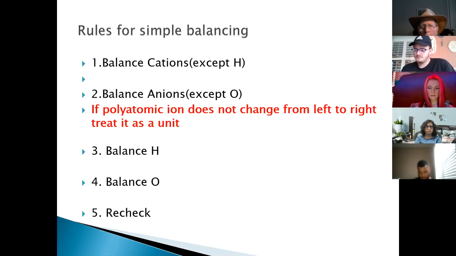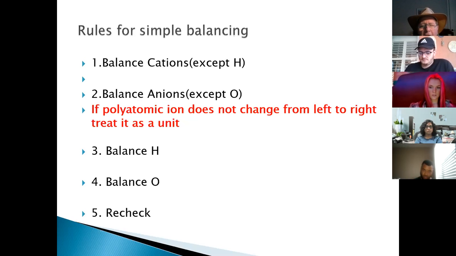Rules. Balance the cations, except for hydrogen. Balance the anions, except for oxygen. If you have a polyatomic ion and it doesn't change from left to right, if you have SO4 on the left and you have SO4 on the right, it hasn't changed. Treat it as a unit. Next, balance the H's, then balance the O's, recheck.